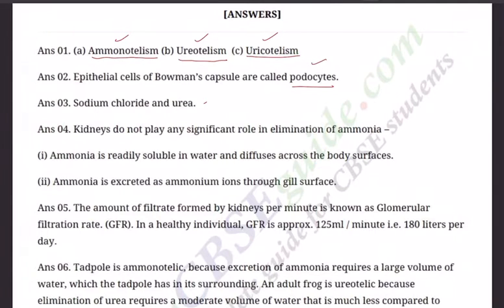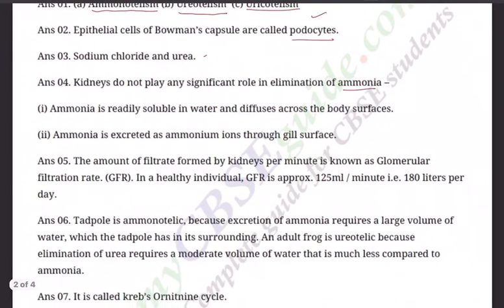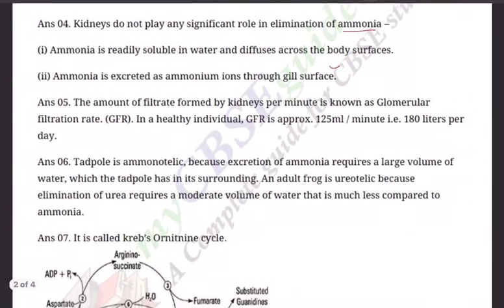Question 4. Kidneys do not play any significant role in elimination of ammonia. Ammonia is readily soluble in water and diffuses across the body surfaces. Second, ammonia is excreted as ammonium ions through the gill surface, NH4+.